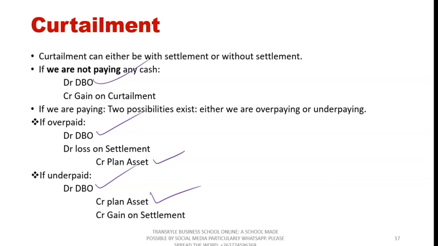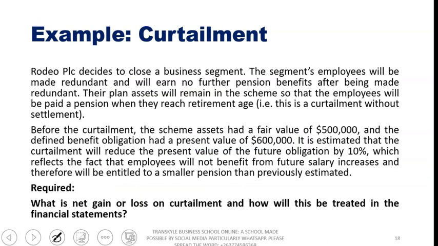Okay, let's look at this particular example and see what would be happening. Radio PLC decides to close a business segment. The segment's employees will be made redundant and will earn no further pension benefits after being made redundant. Their plan assets will remain in the scheme so that the employees will be paid their pension when they reach retirement age. This is a curtailment without settlement.